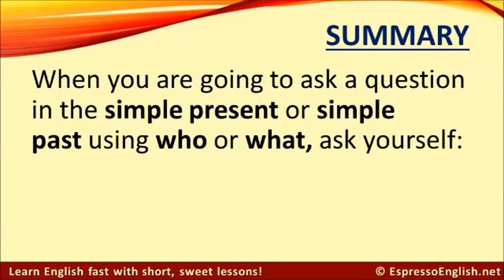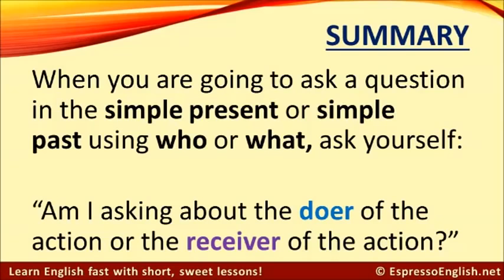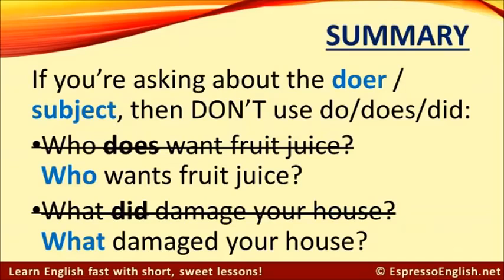When you are going to ask a question in the simple present or simple past using who or what, ask yourself, am I asking about the doer of the action or the receiver of the action? If you're asking about the doer, the subject, then don't use do, does, or did. Ask, who wants fruit juice? Don't ask, who does want fruit juice?